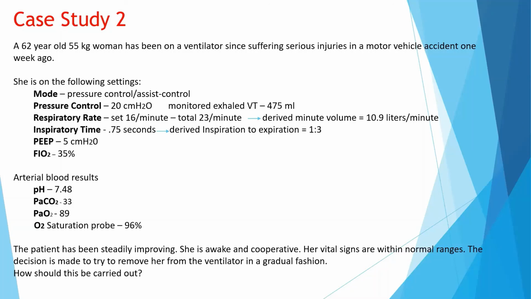The patient has been steadily improving. She is awake and cooperative. Her vital signs are within normal ranges. The decision is made to try to remove her from the ventilator in a gradual fashion. How should this be carried out?